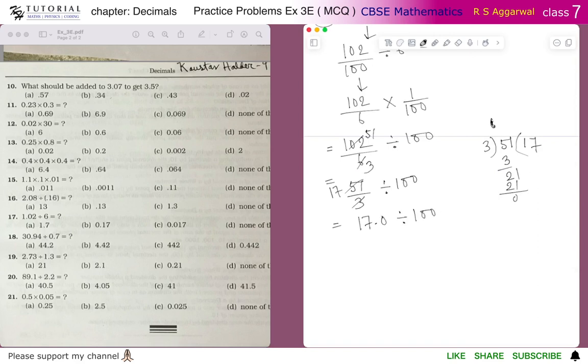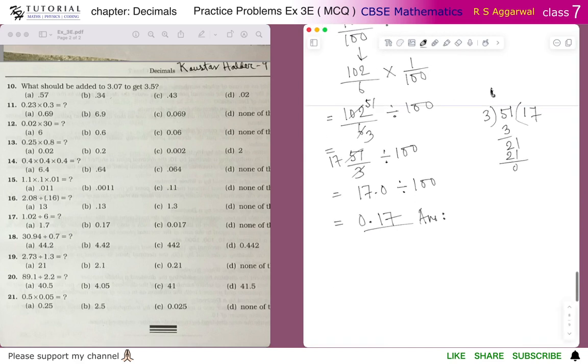We have studied that when you divide a decimal number by powers of 10, like 10, 100, 1000, we just shift the decimal point of the decimal number to the left by as many places as there are zeros after the 1 by which we are dividing. So this becomes 0.17. This is the result. This was question 17. So the answer is choice B.